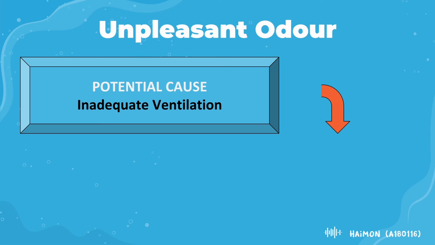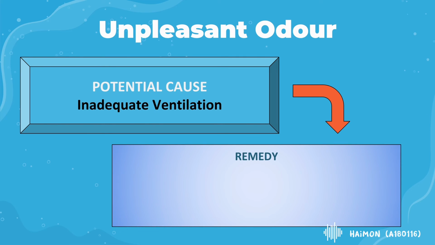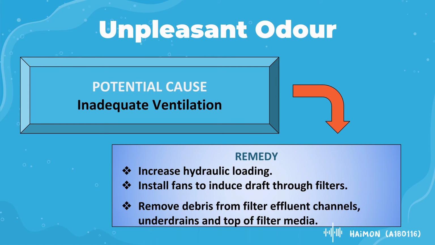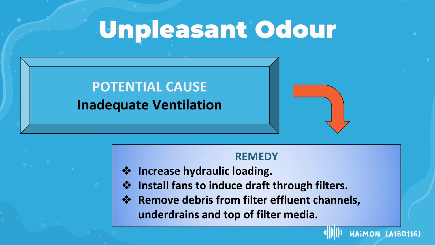Inadequate ventilation is another potential cause of unpleasant odor. Some of the remedies for this problem include increasing hydraulic loading to wash out excess biological growth, installing fans to induce draft through filters, and removing debris from filter effluent channels, under drains, and top of filter media.